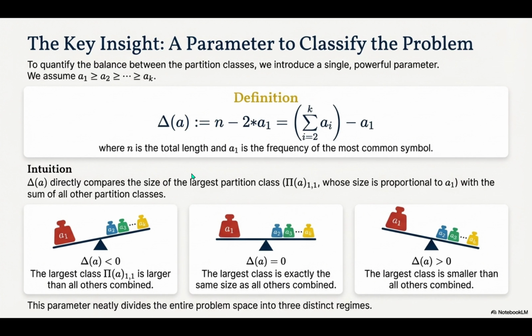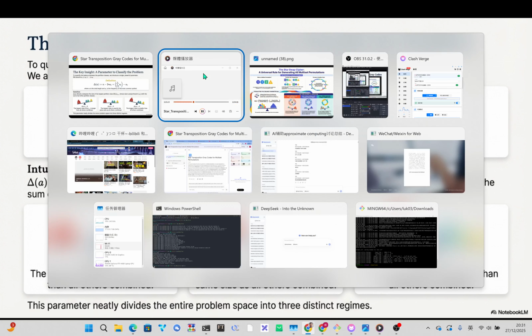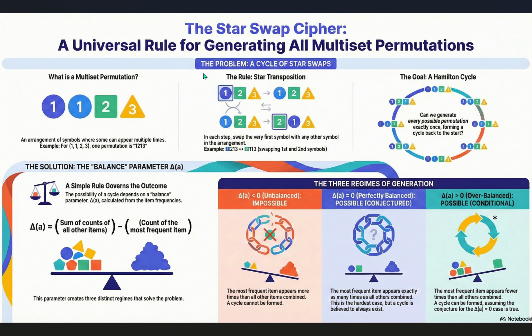It's like having a train schedule with several stations. You can only travel from station A to B, C, or D. If you have more required stops at station A than at B, C, and D combined, you can't make a single loop that visits every stop. The mass of Station A is just too great. The math just doesn't work out. It becomes structurally impossible.